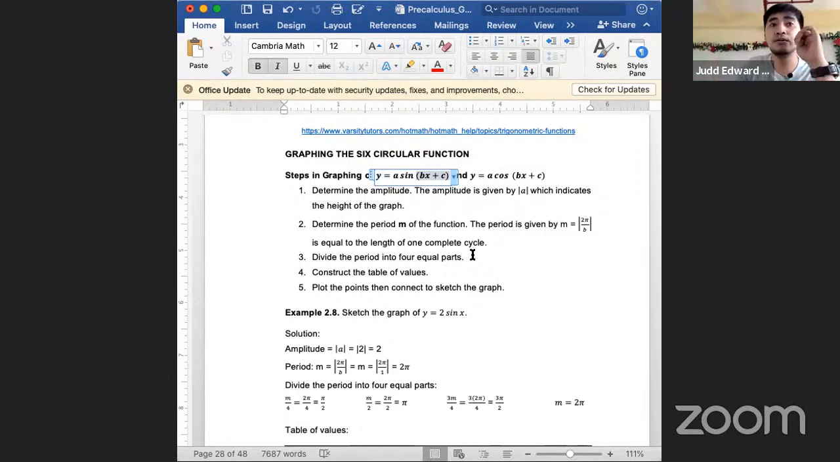Okay? So, the next step is to divide the period into 4 equal parts. Yan palagi yung tatandaan natin na pag nakuha na natin yung period, kailangan mahati natin siya sa 4 na equal parts. And the next one is to construct the table of values. And the last one is to plot the points, then connect to sketch the graph.